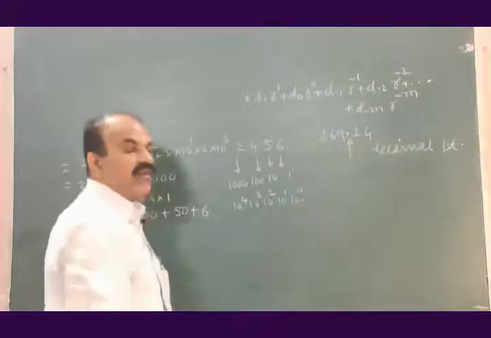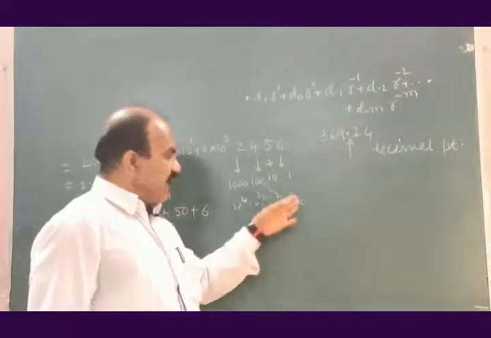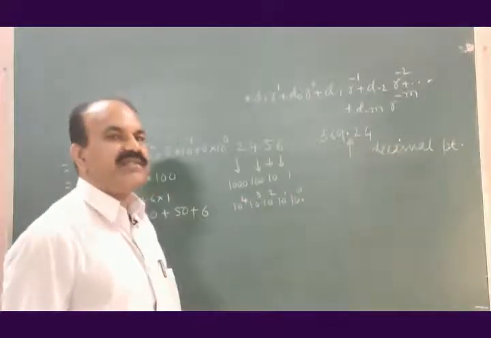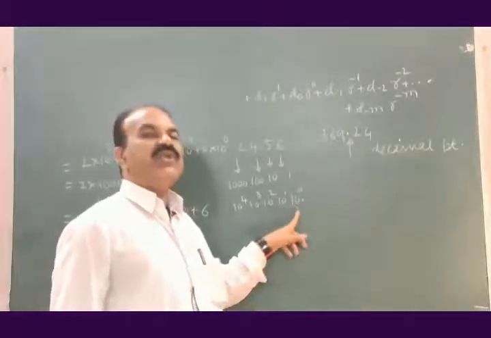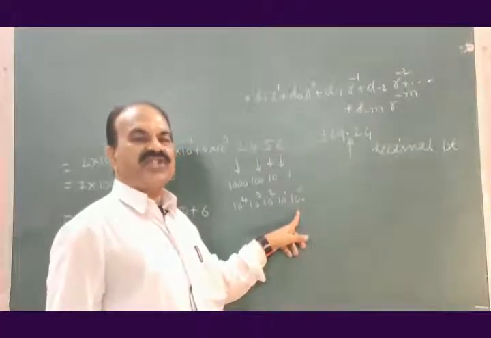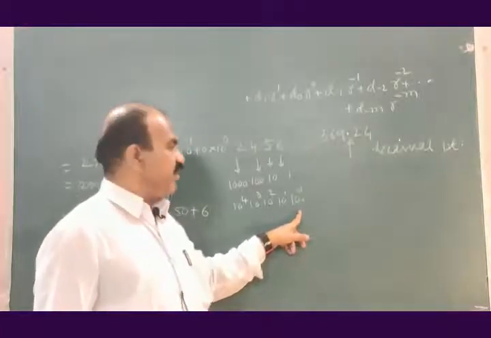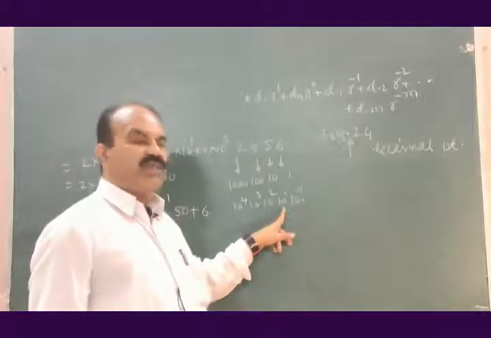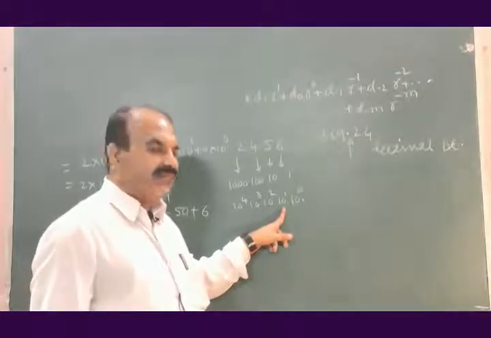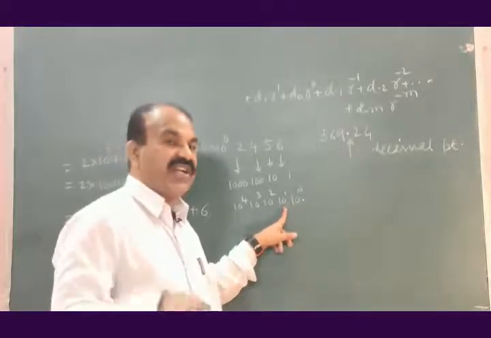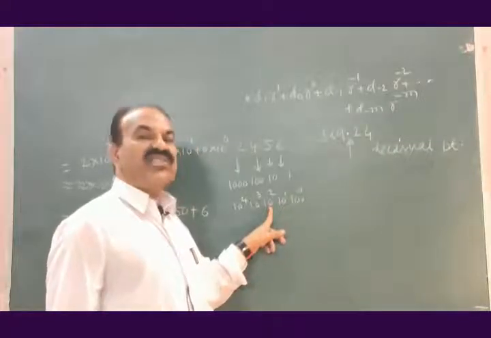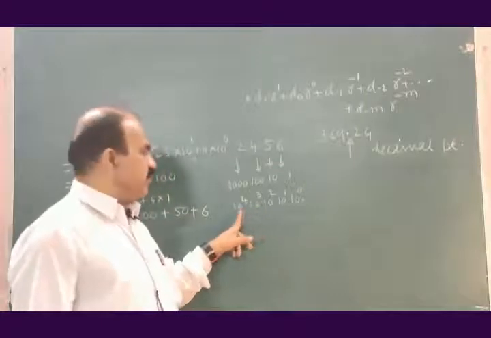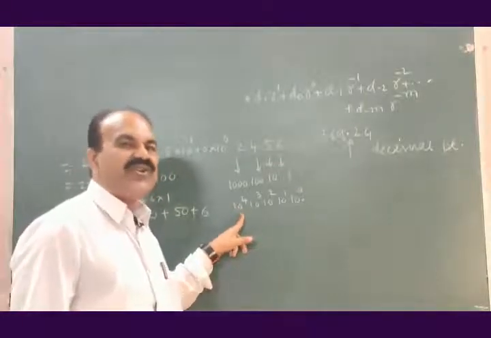Whenever we move to the left of the decimal point, the position values of the digits will be this. Position value of the first digit to the left of the decimal point is 1, 10 to the power 0. Position value of the second digit is 10. Position value of the third digit is 100. Position value of the fourth digit is 1000. Position value of the fifth digit is 10,000, and so on.